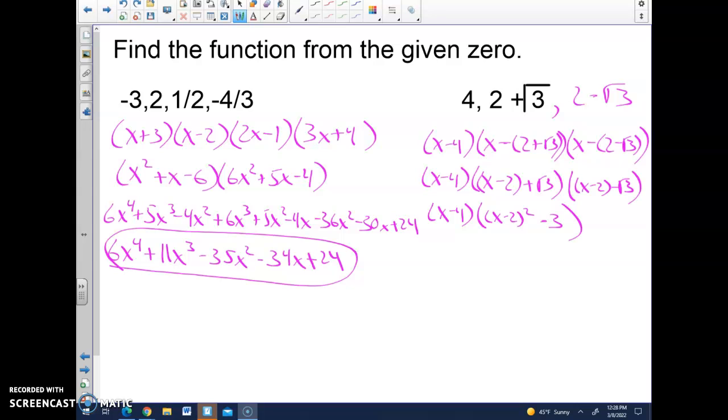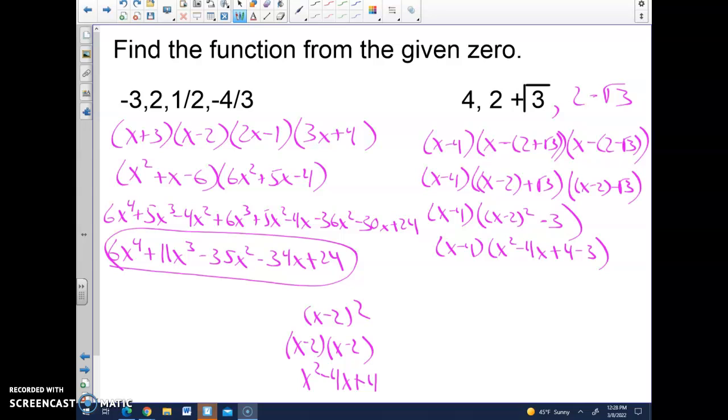Now that x minus 2 squared, I cannot stress this enough. You've got to FOIL it out. It's x squared minus 4x plus 4. You've got to FOIL this out. You don't just distribute the exponent. So x minus 4 times x squared minus 4x plus 4 minus 3, and I combine those like terms.